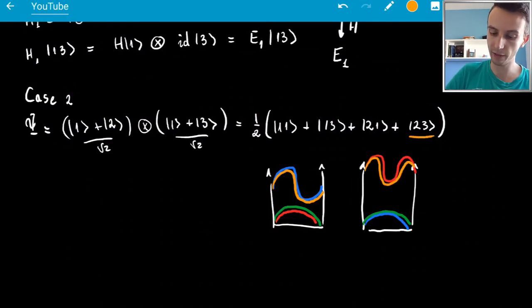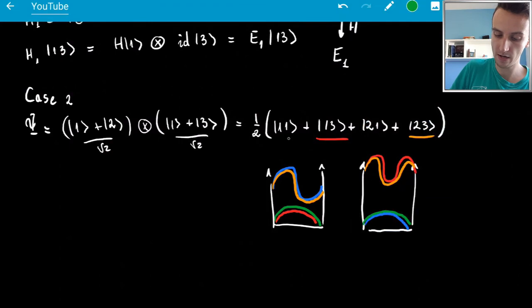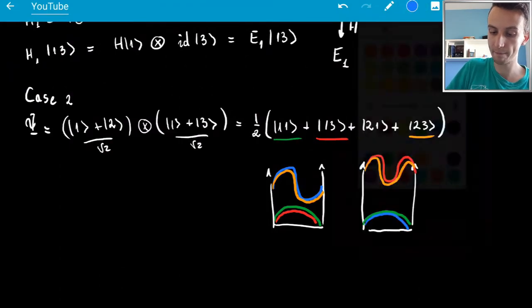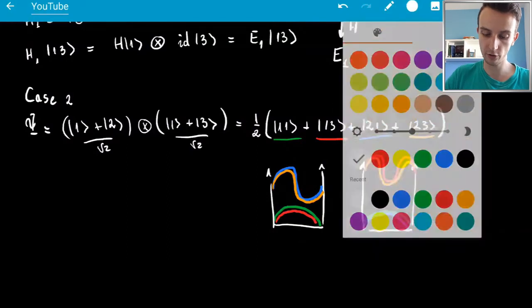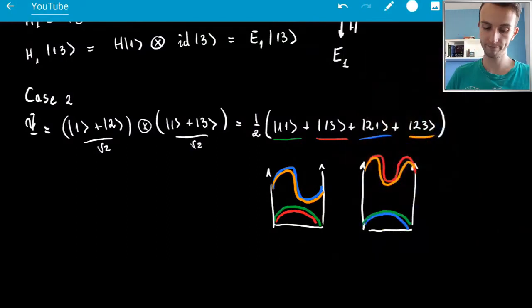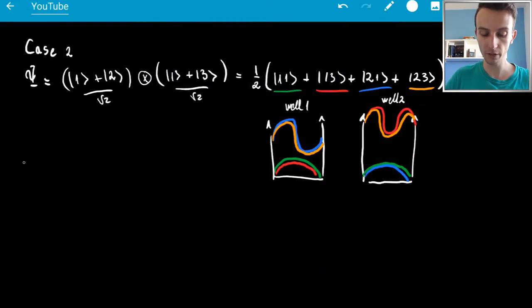Okay, and now I've marked them. Maybe I should underline. This is orange: 1, 3. 1, 1. And 2, 1. So the colors correspond to what I've marked in well 1 and well 2.